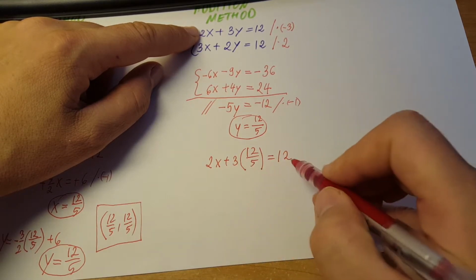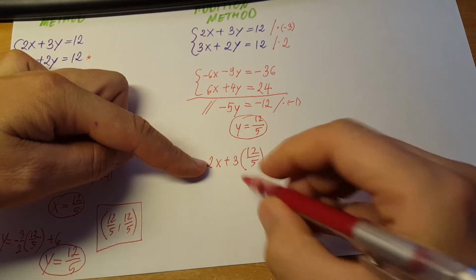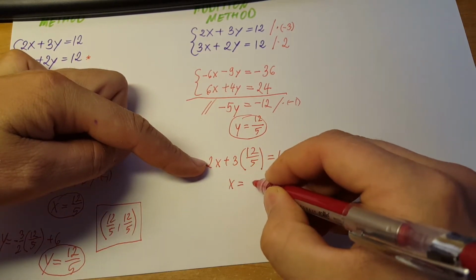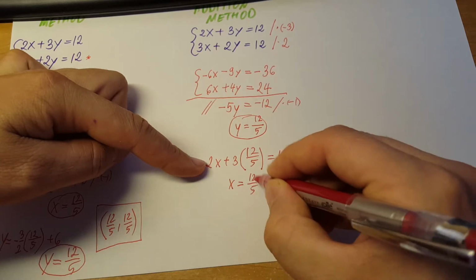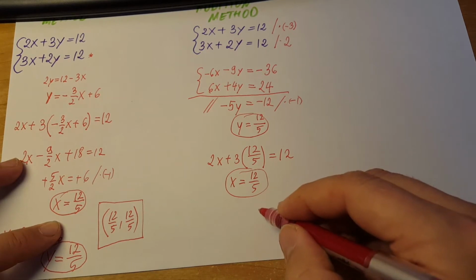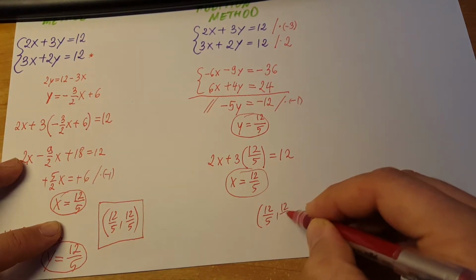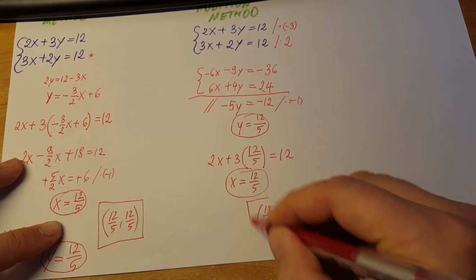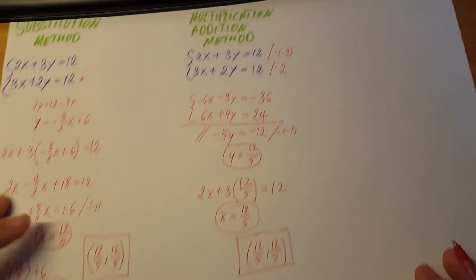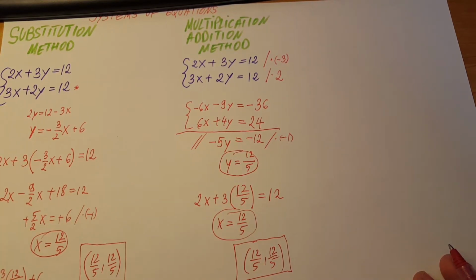Multiply this out, move it to the other side, and divide both sides by 2. We're gonna get the value of x equals 12 over 5. There you go. We have this one. And our solution will be 12 over 5, 12 over 5. And there you go. This would be the comparison of the two methods.